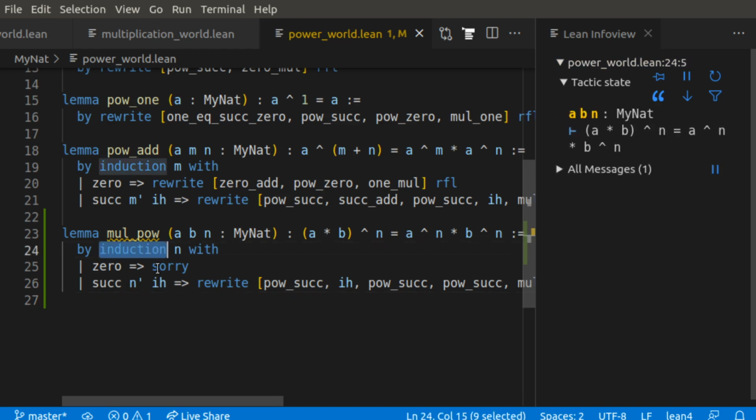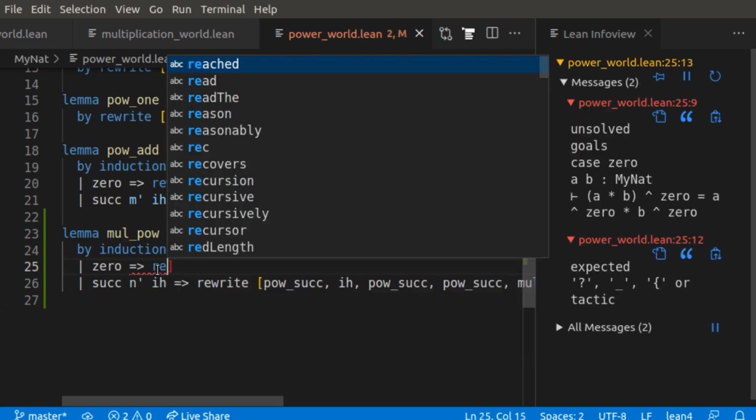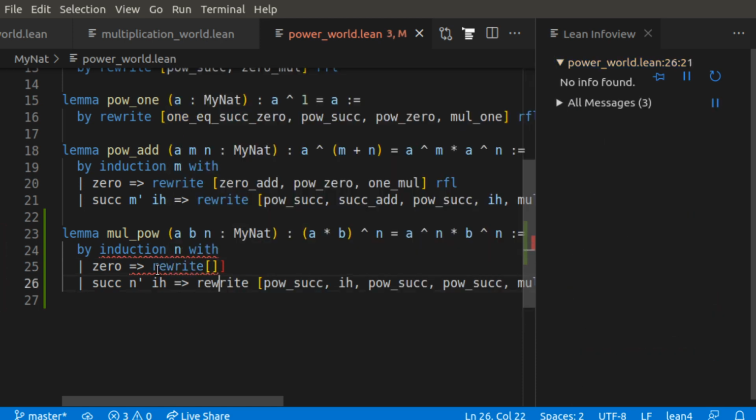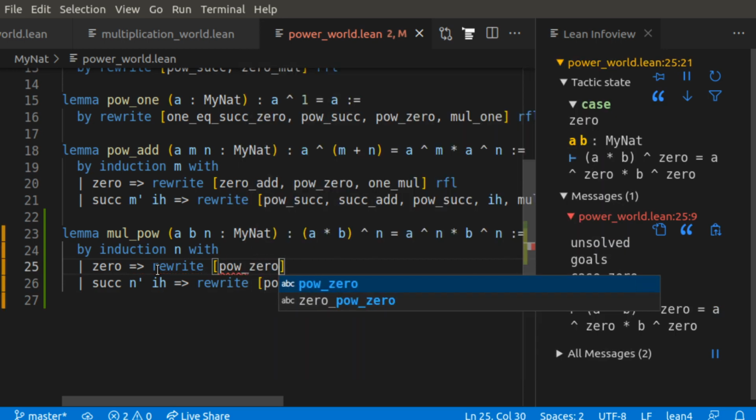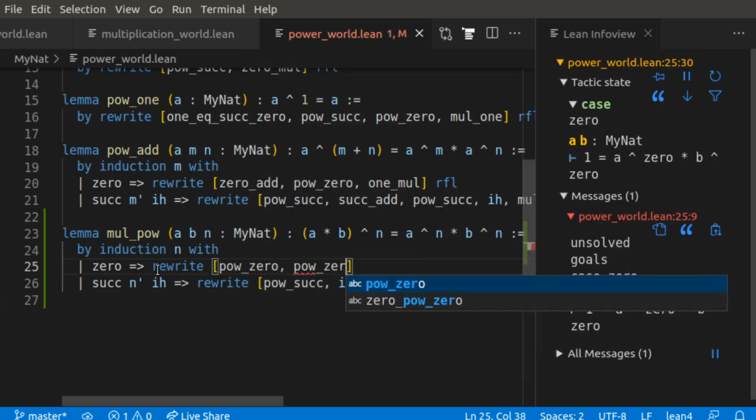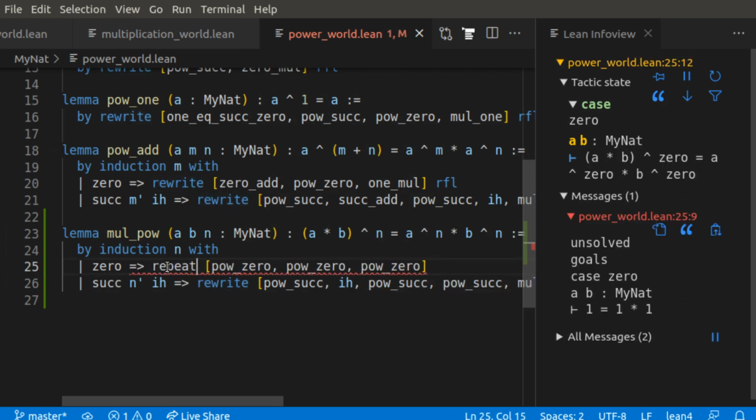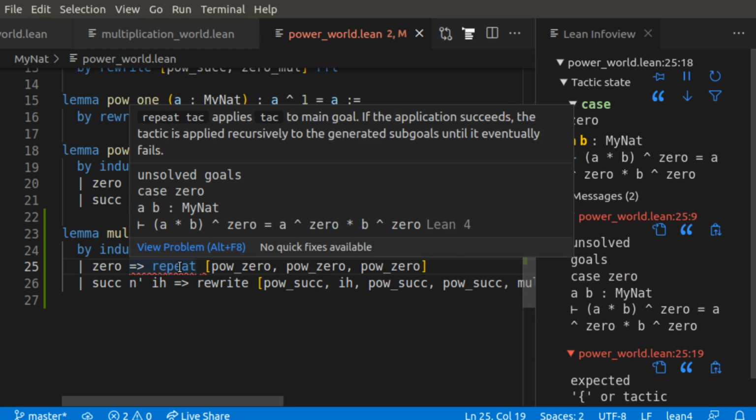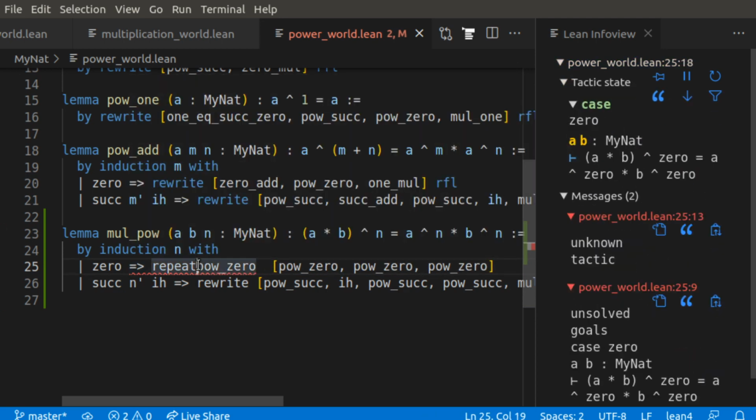And then we have the zero case. That should be easy. Well, we just turn everything into one. Okay, rewrite pow_zero, pow_zero, pow_zero. I think that's also a repeat tactic. Is that repeat rewrite pow_zero? Is that how we do that?